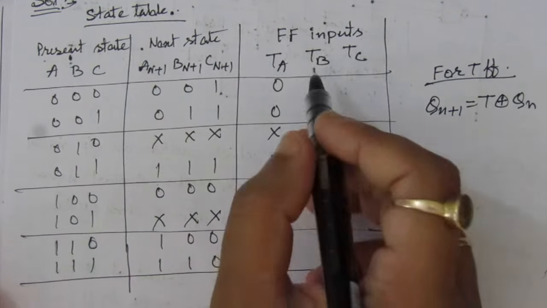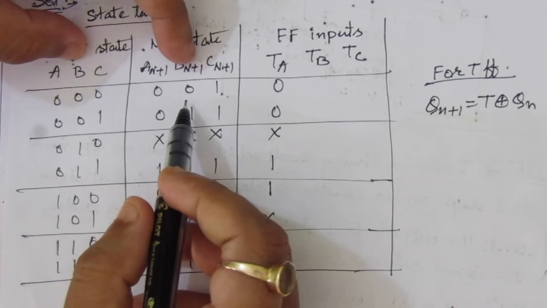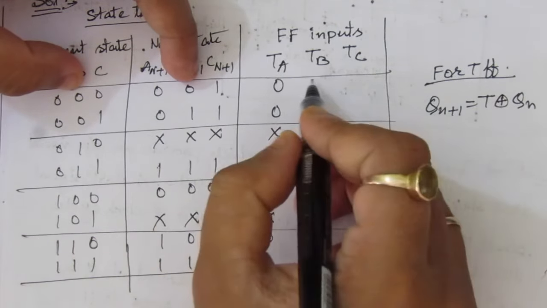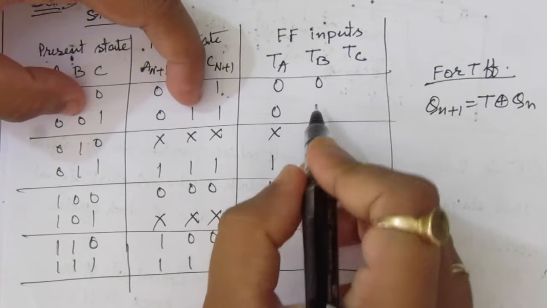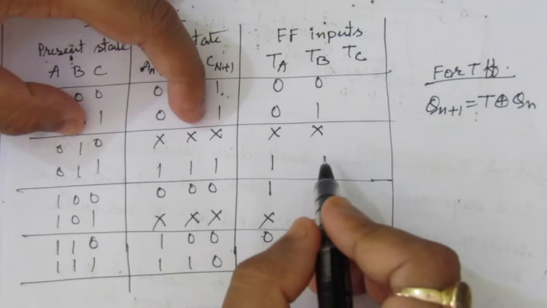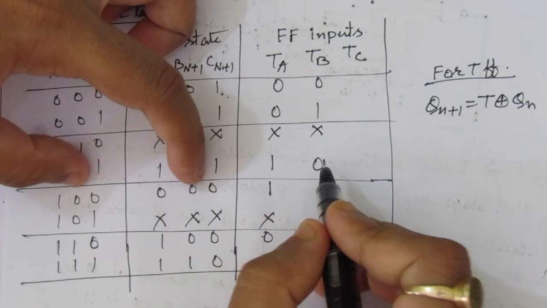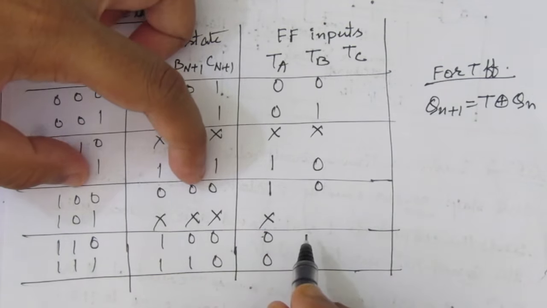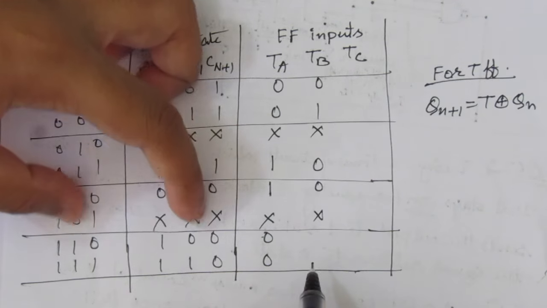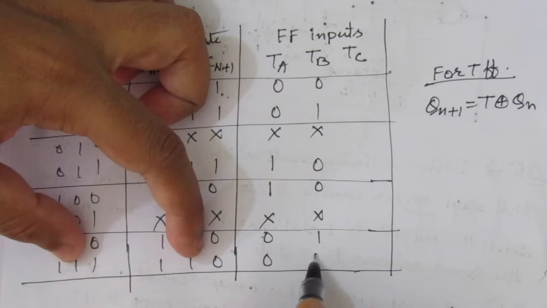Now let us find out the TB value. For TB we have to compare the second column and this fifth column. So 0 0, it will be 0. 0 1, so it is 1. Then don't care, we have don't care right here. Then we have 1 1, so it will be 0. 0 0, it will be 0. Then don't care. Then we have 1 0, so it will be 1. 1 1, it will be 0.